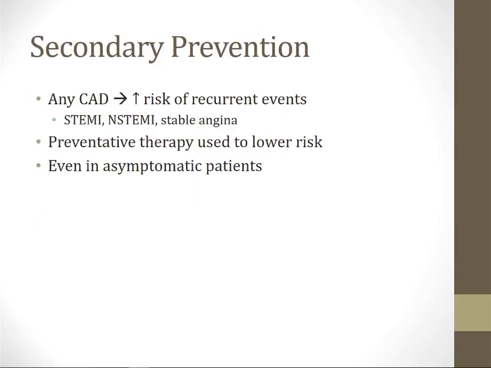Now let's talk about secondary prevention of coronary disease. Any patient who has had coronary disease, as I mentioned earlier in this video, has a high risk of recurrent events. Patients who have had one coronary episode are at risk for STEMI, NSTEMI, and development of stable angina later in life. For this reason, we usually administer aggressive preventative therapy to lower the risk of subsequent events. We even do this in asymptomatic patients. So patients who have been revascularized and have no angina still need therapy to lower their risk of secondary cardiac events.